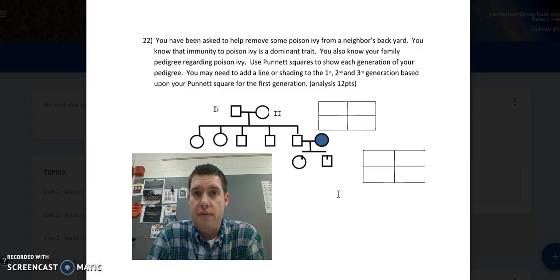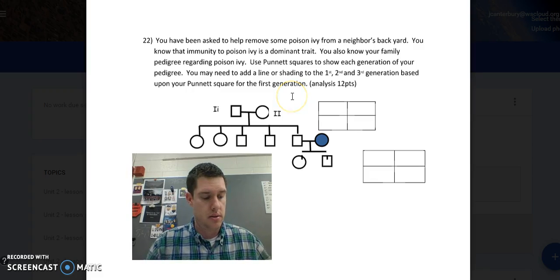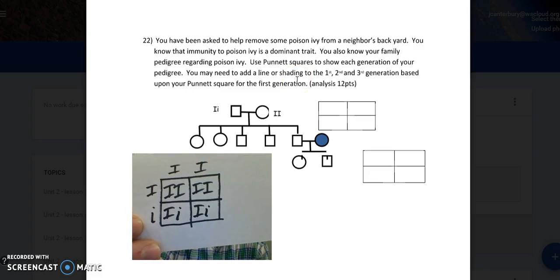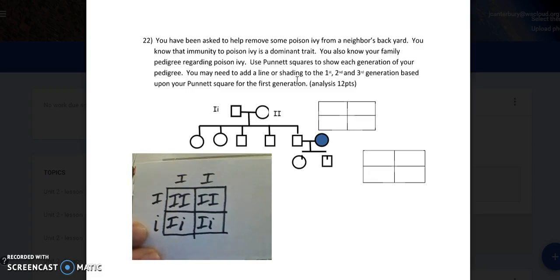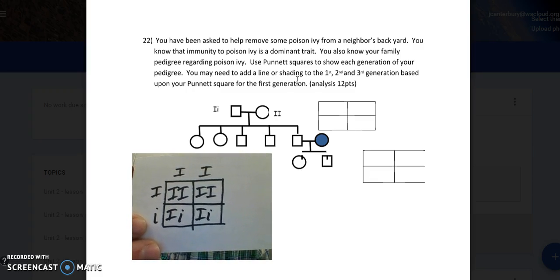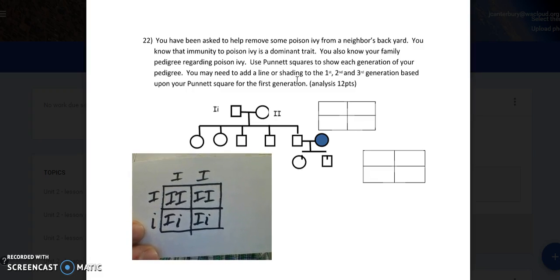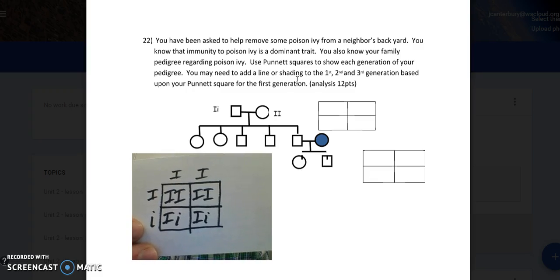Now let's take a look at the very first cross that you can make. Generation 1, you have homozygous dominant and heterozygous. So if you do this cross and you use the Punnett square over here to do that, you wind up with this. So that means each individual in generation 2 has a 50-50 chance of getting the homozygous dominant genes or the heterozygous genes.